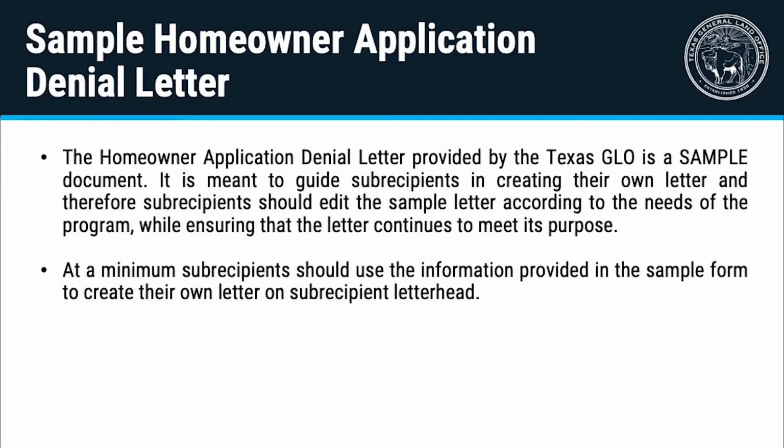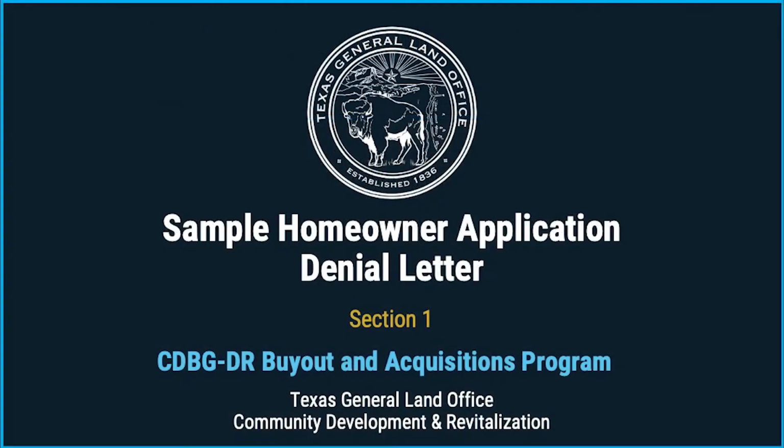The Homeowner Application Denial Letter provided by the Texas GLO is a sample document. It is meant to guide subrecipients in creating their own letter, and therefore, subrecipients should edit the sample letter according to the needs of the program while ensuring that the letter continues to meet its purpose. At a minimum, subrecipients should use the information provided in the sample form to create their own letter on subrecipient letterhead. For this video, we will use an example of a fictional applicant and location to give a sample of how to complete the letter.